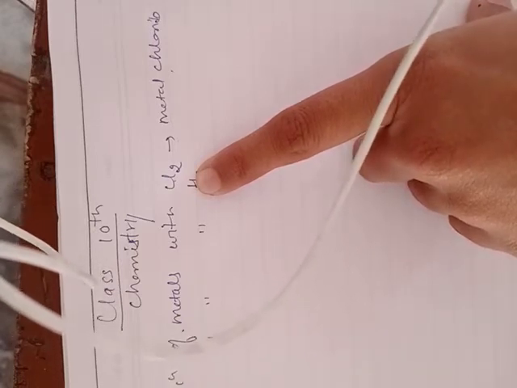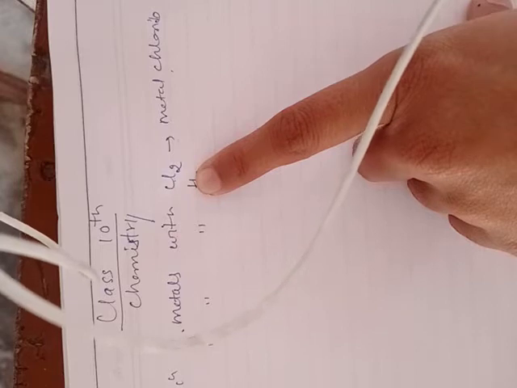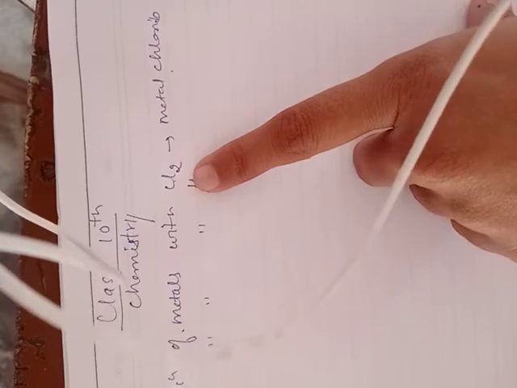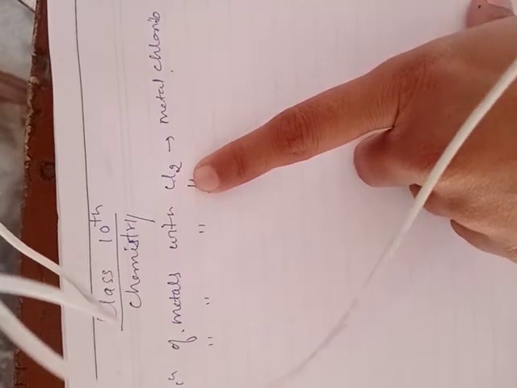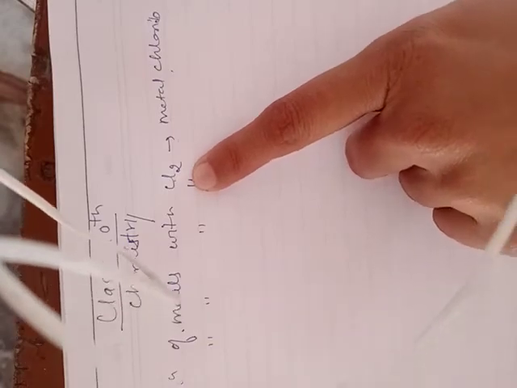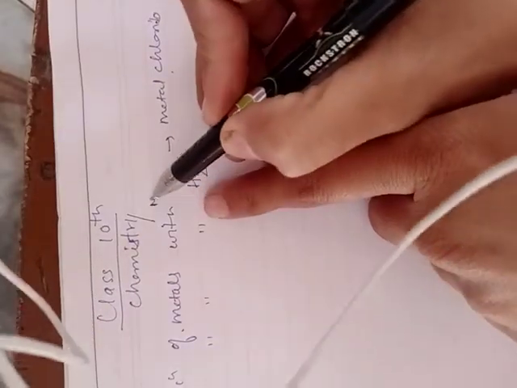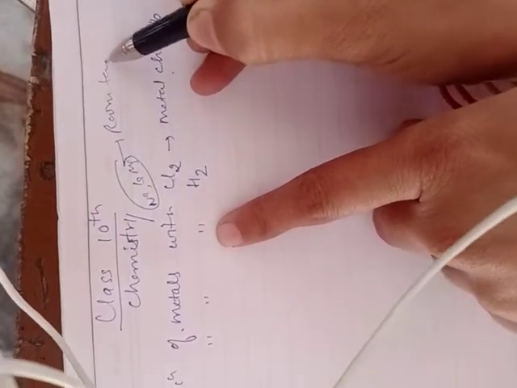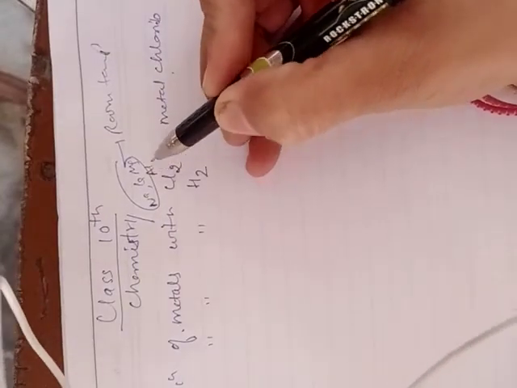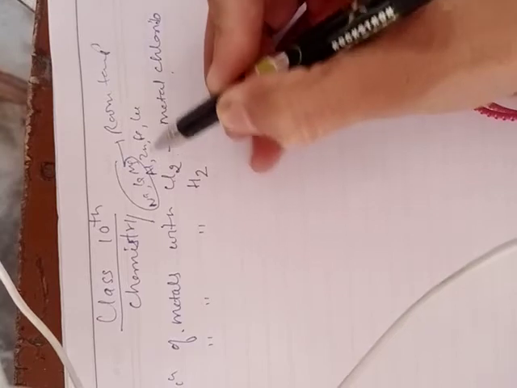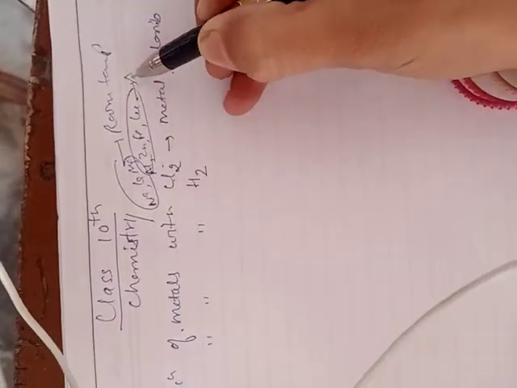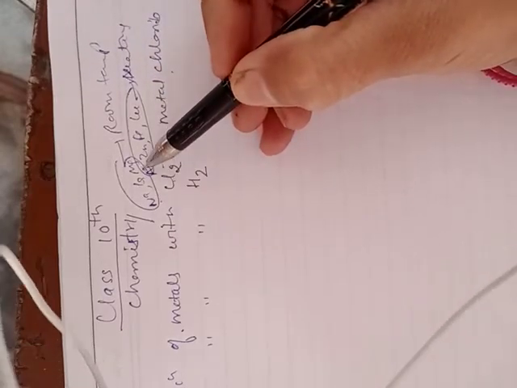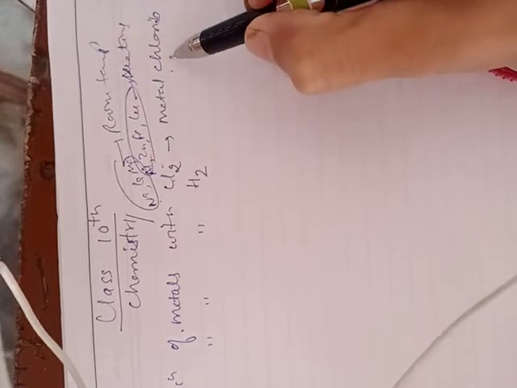Less reactive metals such as iron, zinc, aluminium, copper, they also combine with chlorine, but the reaction is very slow at room temperature. Therefore, these metals react with chlorine only on heating. Clear? The reactive metals like sodium, calcium, magnesium combine with chlorine at room temperature. Metals like aluminium, zinc, iron, copper combine with chlorine only on heating because the reactivity of these metals is quite less as compared to sodium, calcium and magnesium, to form the respective chloride.